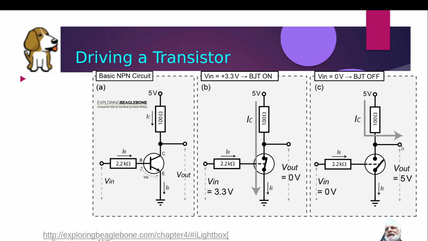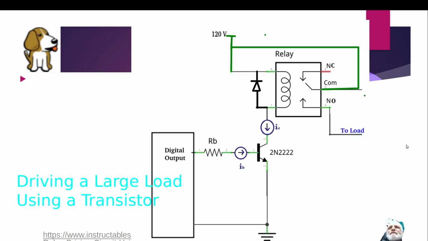So if you're looking at driving this output as a high or a low to something beyond this, it's inverting. When you have a high coming in, you get a low out, and when you have a low, you have a high out.